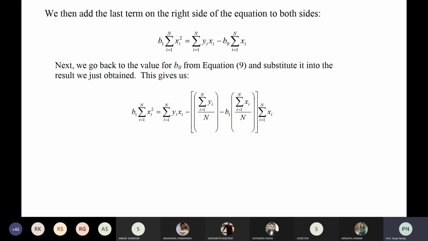Now next you go back to the value of b0 from equation 9 and substitute it into the result we just obtained. Then this will give you b1 times the sum from i equals 1 to n of xi square equals the sum from i equals 1 to n of yi xi, minus the value of b0 that you just computed. In b0 there is an expression with xi and yi as well as this b1.